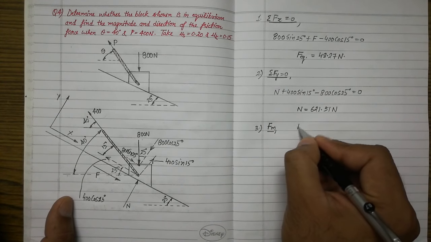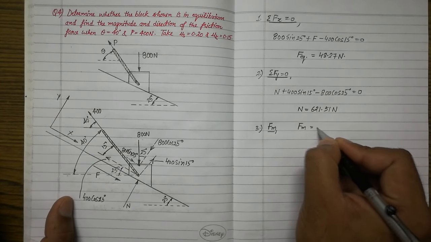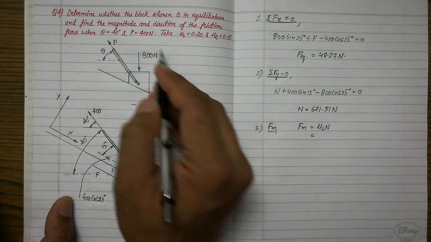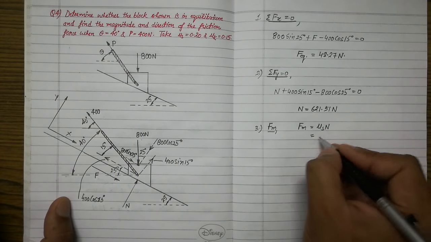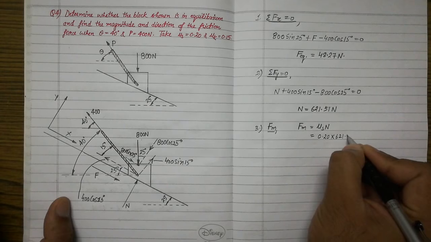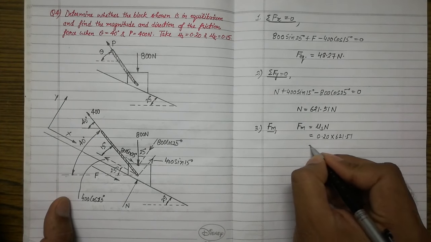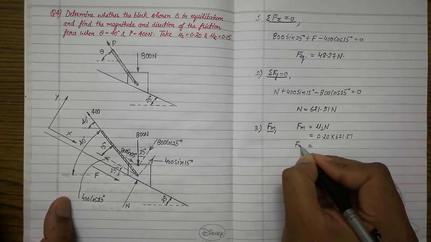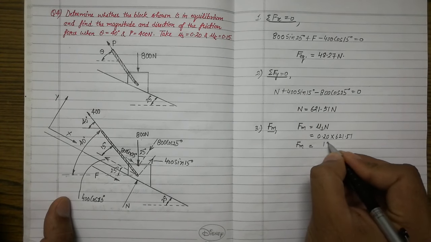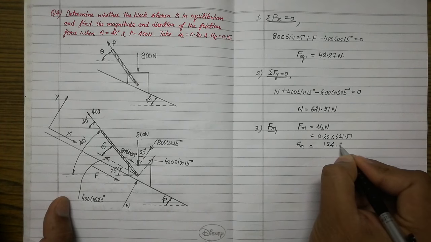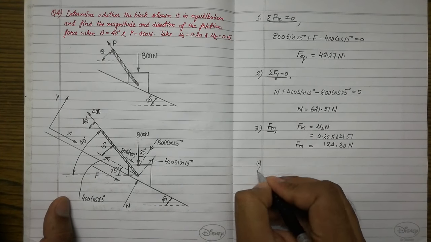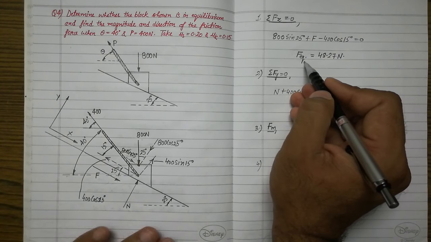The third step is to find the maximum frictional force for this situation. How to find this? We apply the formula Fm equals the coefficient of static friction times the normal reaction. The coefficient of static friction given to us is 0.2. So 0.20 times 621.51, calculated in the previous step. From here we get Fm, the maximum value of static friction available for this situation, and that is 124.30 newtons.